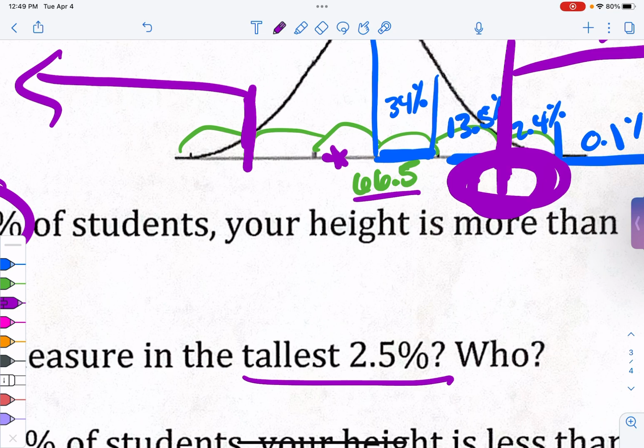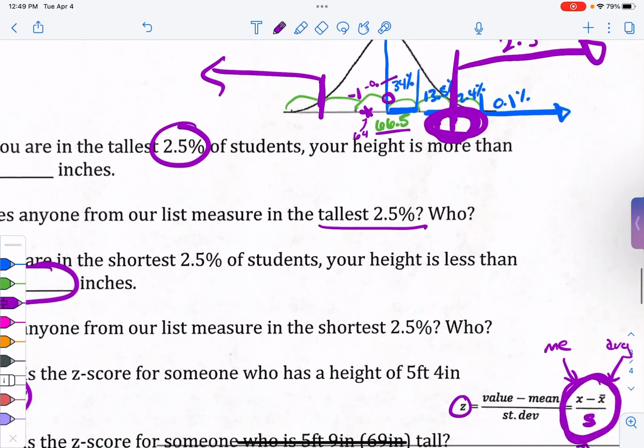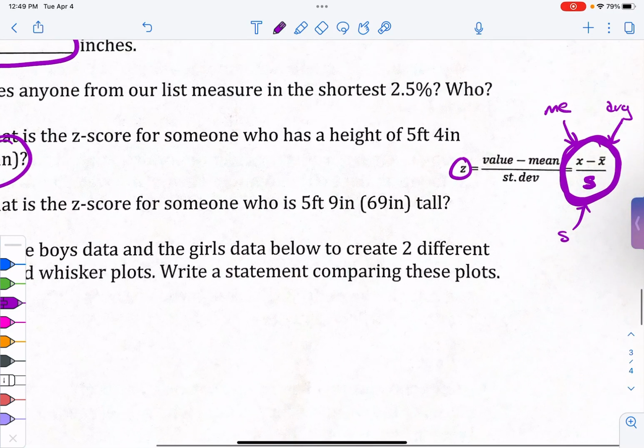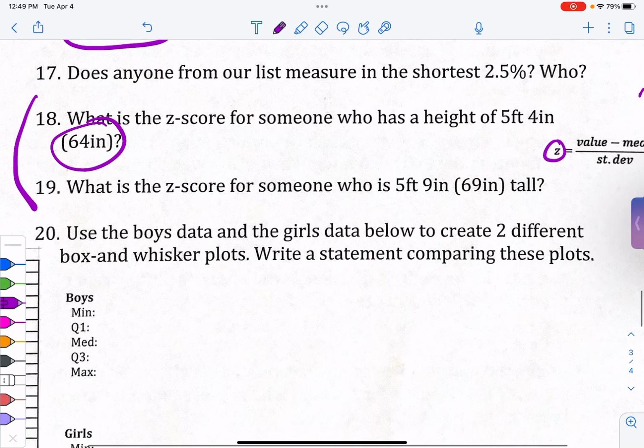The z-score is like saying the station that you're at. So if this is a 0 station and this is a -1 station, I don't think 64 inches is going to be all the way to -1. It's going to be like -0 point something, right? And that just tells me where he's at on the number line, okay? That's my z-score. So figure out, using this formula, what the z-score is, and then also what the z-score is for 69 inches tall, or 5'9", okay?